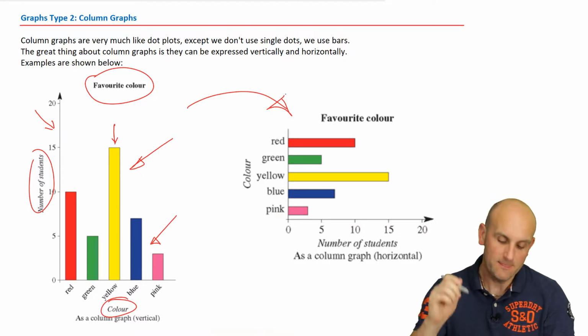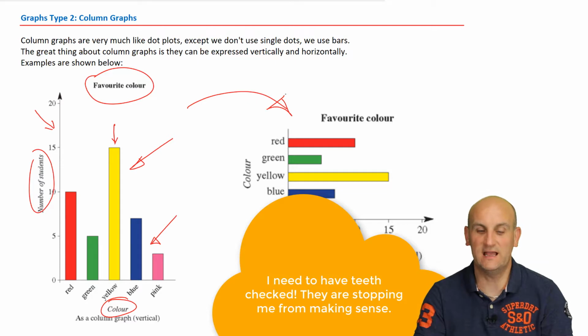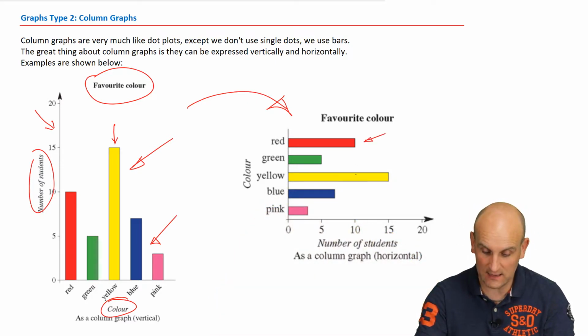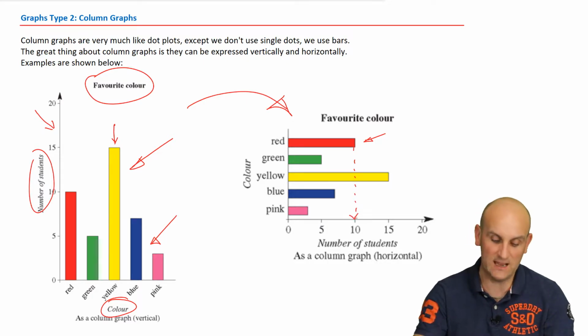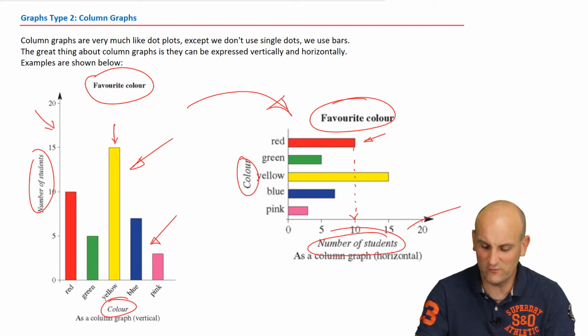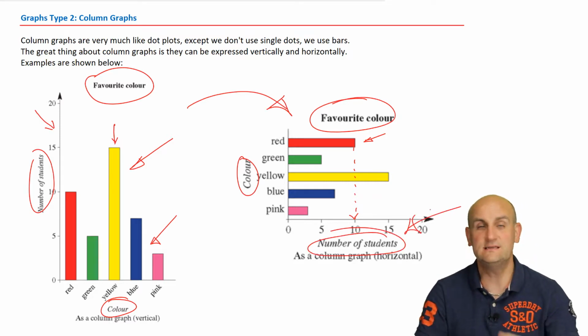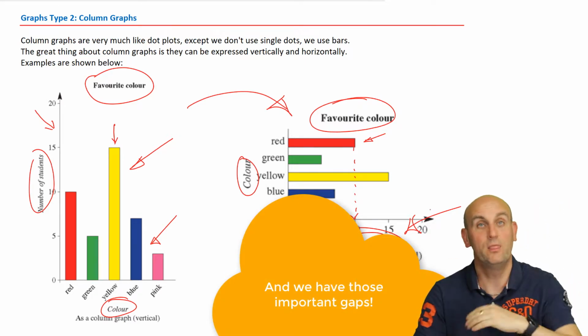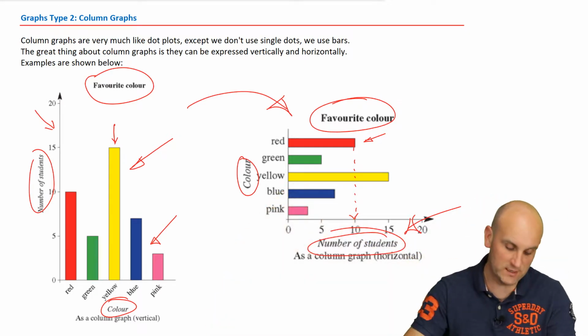Column graphs. Exactly the same information has been shown, exactly the same height. So the red, once again, is still 10. How do I know this? Draw a dotted line, and what do we notice? It's got 10. We've got colour, we've got a title, we've got axes labelled, we've got a beautiful scale. It doesn't actually matter whether we draw a column graph vertically or horizontally. The point of it is, most of the time we draw it vertically.